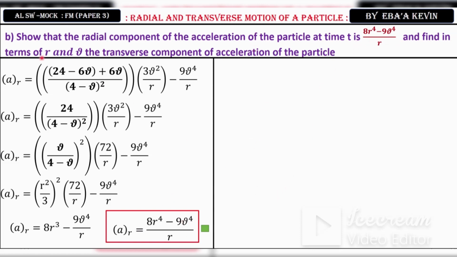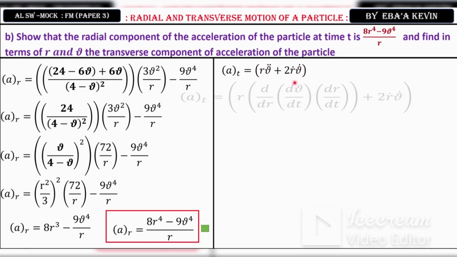Nice. Let us move into the next part of the question, that is, let us find, in terms of r and theta, the transverse component of the acceleration of the particle. Remember, very important, that is the radial component; the transverse component of the acceleration of the particle is given by r θ double dot plus 2 r dot θ dot.